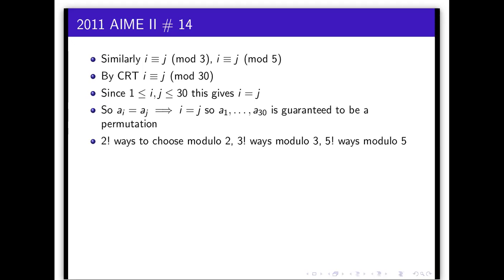That means we just have to find the number of ways to choose modulo 2, modulo 3, and modulo 5. We mentioned this earlier. There's 2 factorial ways mod 2, 3 factorial ways mod 3, and 5 factorial ways mod 5. And when we multiply them, we get the total number of ways to choose the sequence. And for answer extraction, we only take the last 3 digits. Does anyone have any questions?